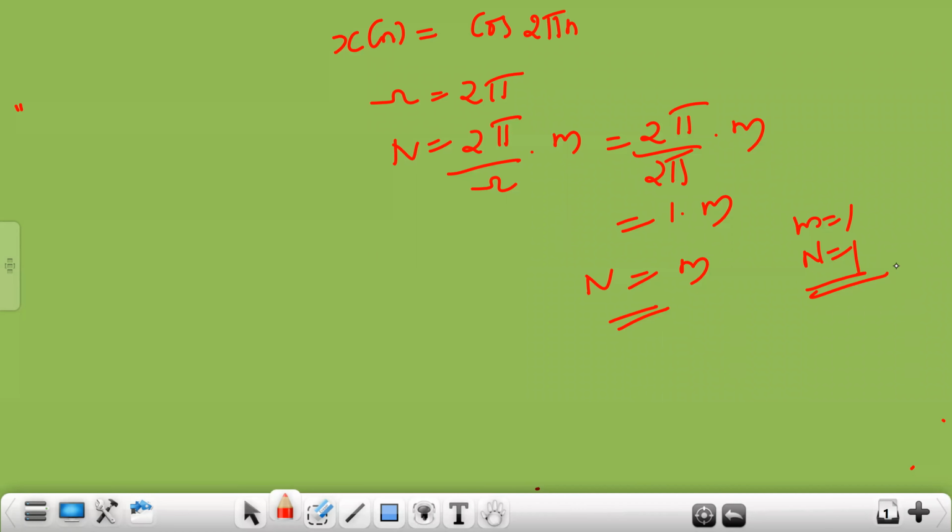Please ensure. So here we can conclude that the signal is periodic with fundamental time period n equal to 1 second.